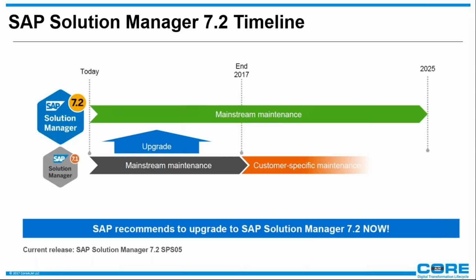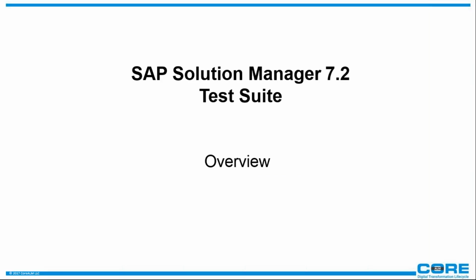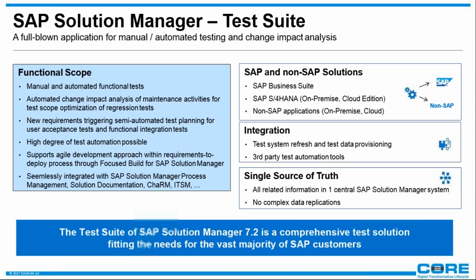At the end of this year, mainstream maintenance for 7.2 takes over till 2025. And then the mainstream maintenance ends for 7.1, and it'll be customer-specific maintenance. So you will still have maintenance, but SAP is recommending you upgrade to 7.2 now, and the latest release is 7.2 support pack 5. So that's information on Solution Manager 7.2, the full Solution Manager.